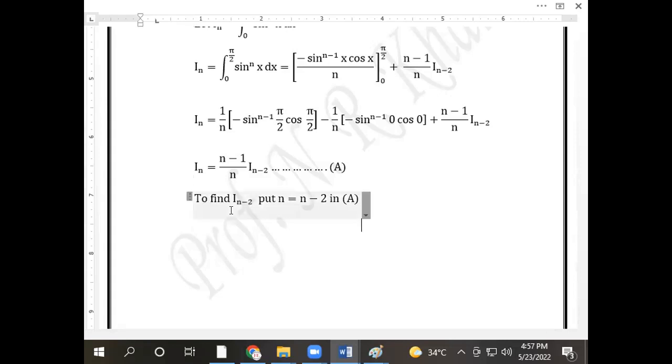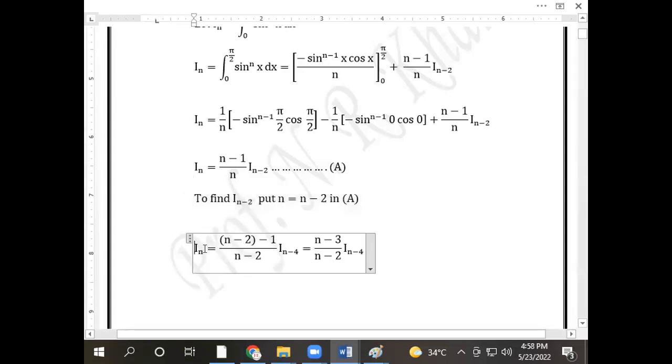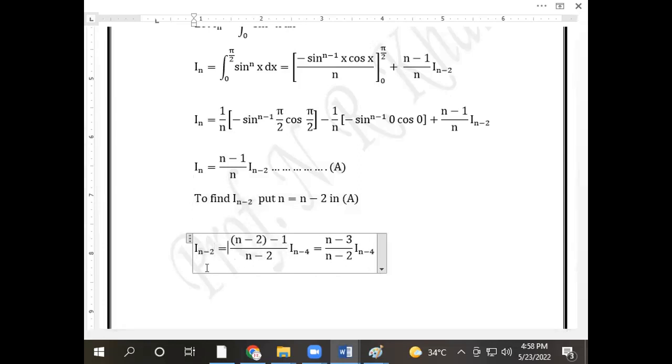We can say that the value of I n becomes I of n minus 2. Replacing n, then n minus 1 becomes n minus 2 minus 1 divided by n minus 2, I of n minus 2 minus 2 becomes n minus 4. So n minus 2 minus 1 becomes n minus 3 divided by n minus 2, and I of n minus 4.